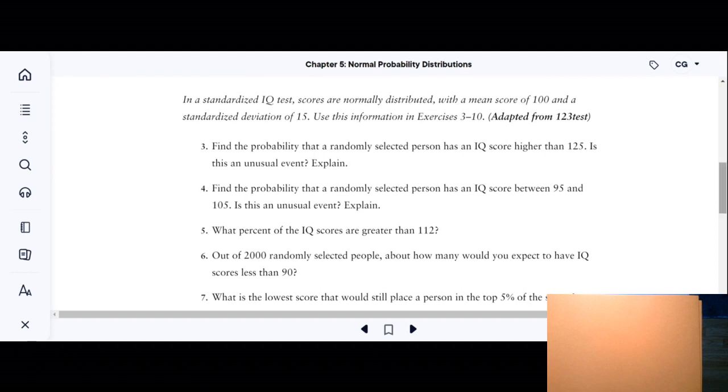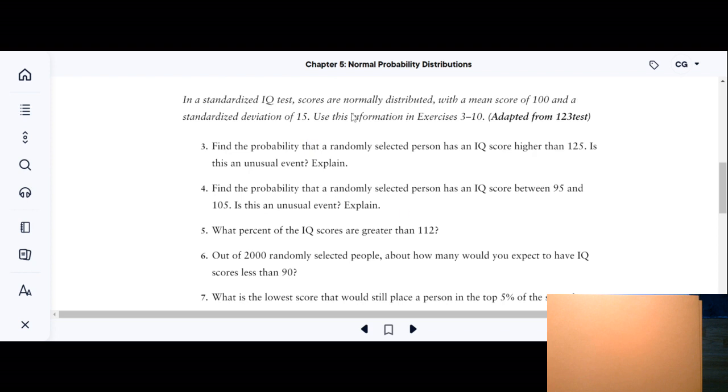Here is the problem that we're going to be working on. In a standardized IQ test, scores are normally distributed. Remember, normally distributed is letting us know we're using some type of table, normal CDF, Excel, something. Especially if it's asking us for probability, area, percent. With a mean score of 100 and a standard deviation of 15. Use the information in exercises 3 through 10. So we're going to just look at number 3. Find the probability that a randomly selected person has an IQ score higher than 125.